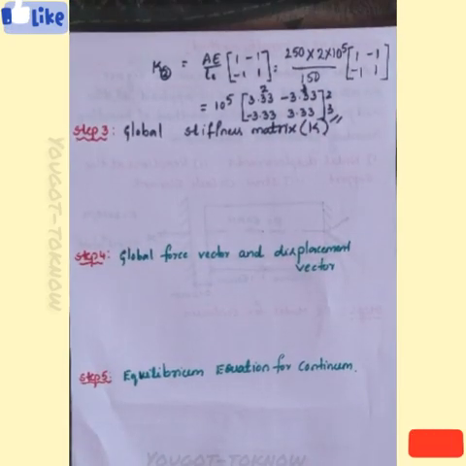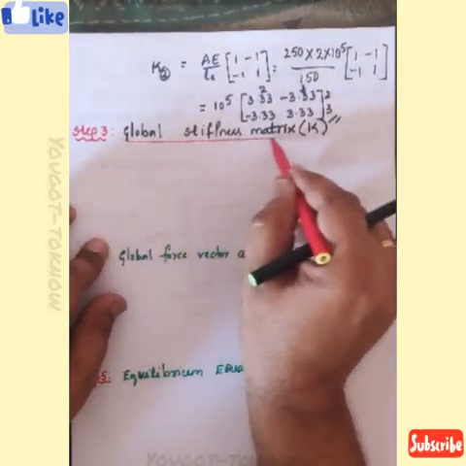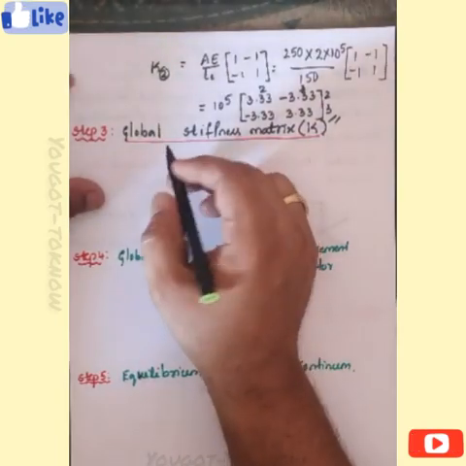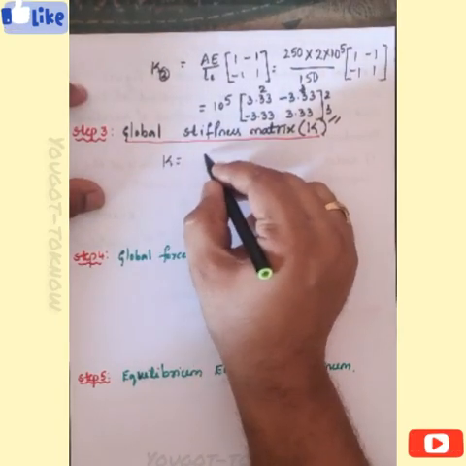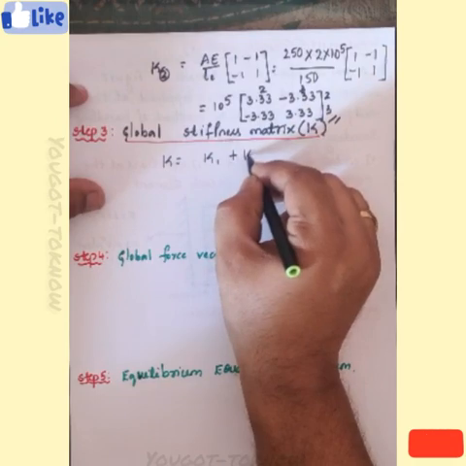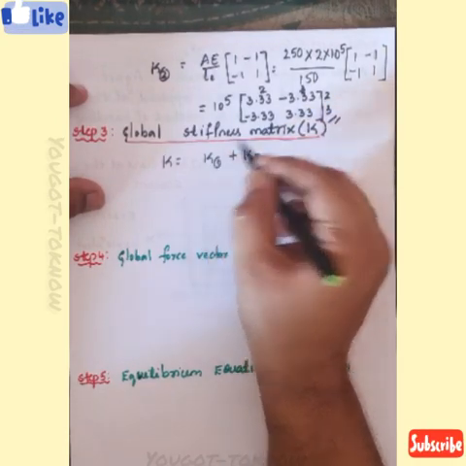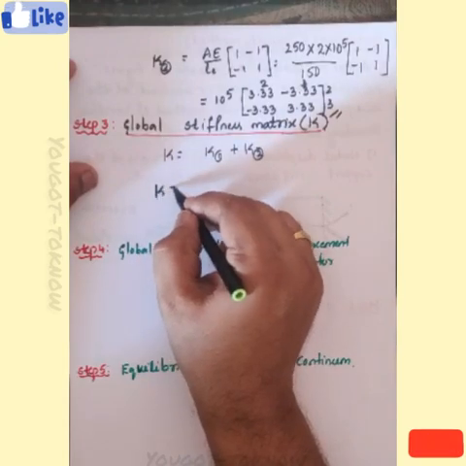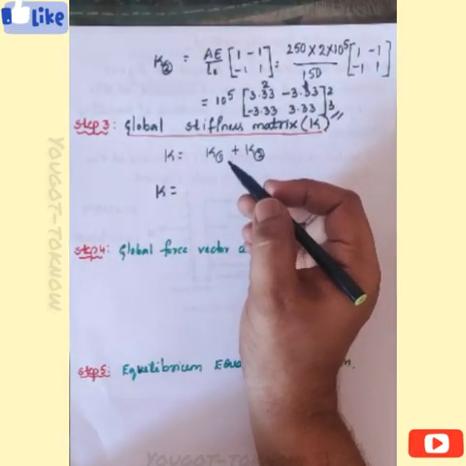After calculating the element stiffness matrices for both elements, the next step is to calculate the global stiffness matrix K. How to calculate it? K will be equal to K1 plus K2, that is the stiffness matrix of element number 1 and the stiffness matrix of element number 2. Now if you observe, K1 has 2 rows, correct? 1, 2.